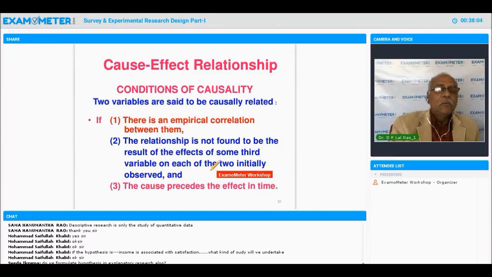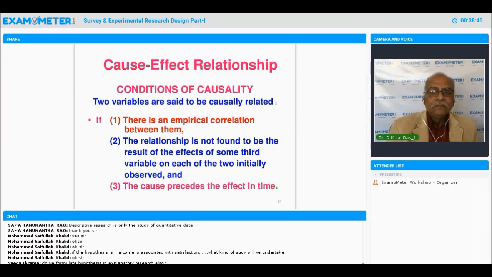That is, if you want to prove a cause-effect relationship, you should also examine that the two variables are not affected by a third variable. That's the job of the researcher, to identify the third variable and find out whether the relationship between X and Y is spurious or non-spurious, genuine or ingenuine. I'll just stop here to know whether all of you have followed this cause-effect relationship.